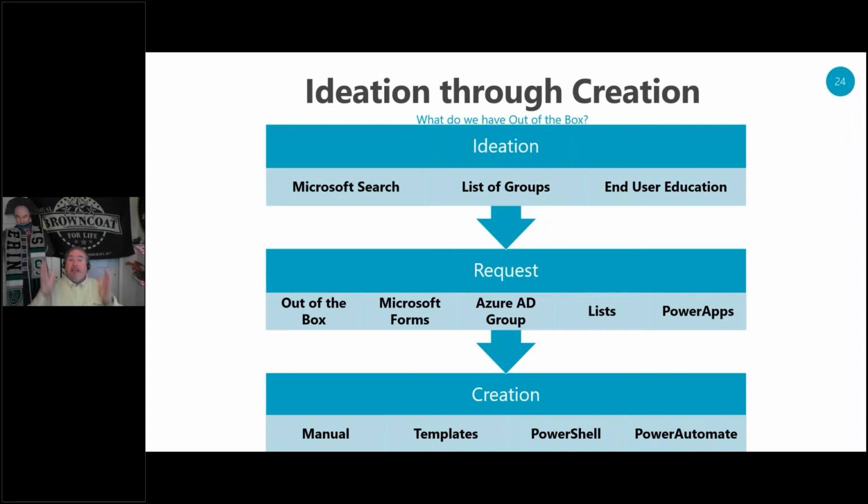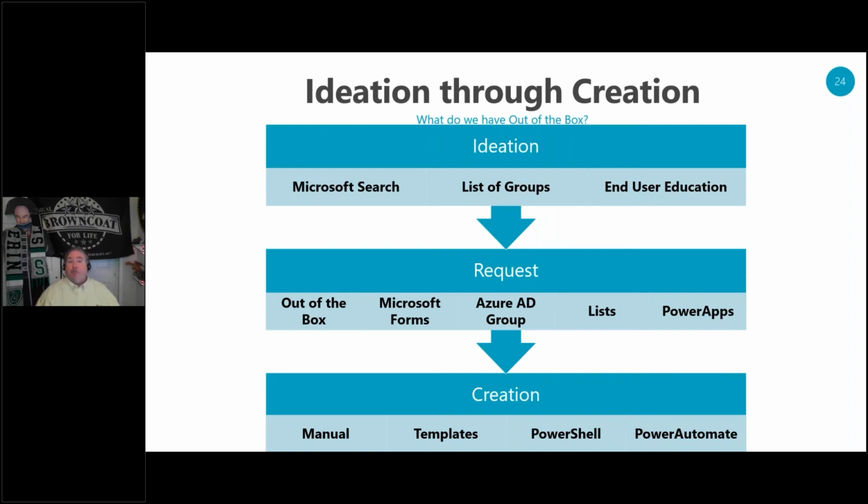So maybe I need to go out and create a list of groups, right? And then they can look at that list of groups and find out if a group matches what they're looking for. Even if it's private, they can ask for access into that group. And then end user education is going to be vitally important. Teach people how to go through the ideation process. Maybe we should provide them with some documentation around that, or a training video. We can also use our request process to help guide them through that education process to a certain extent.